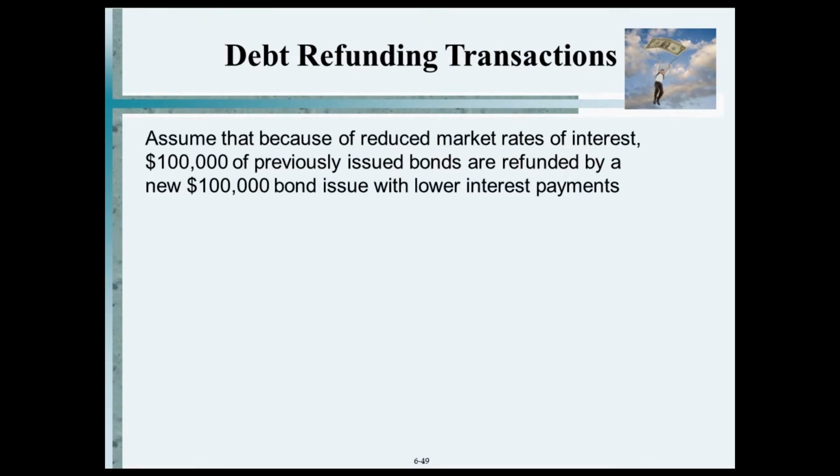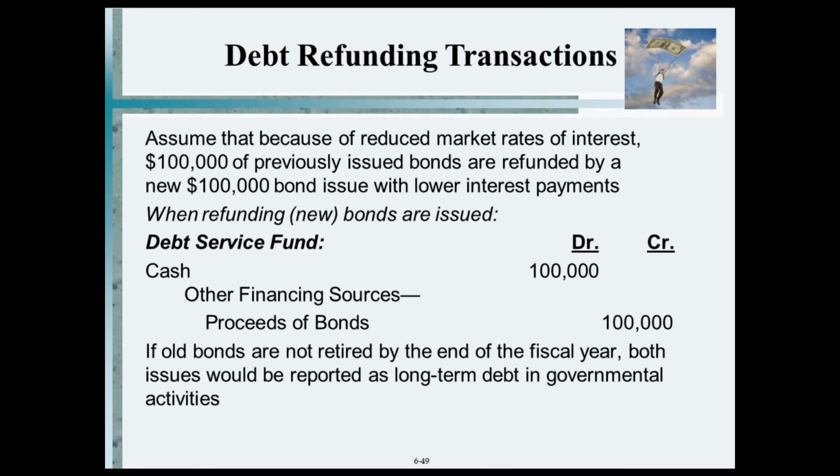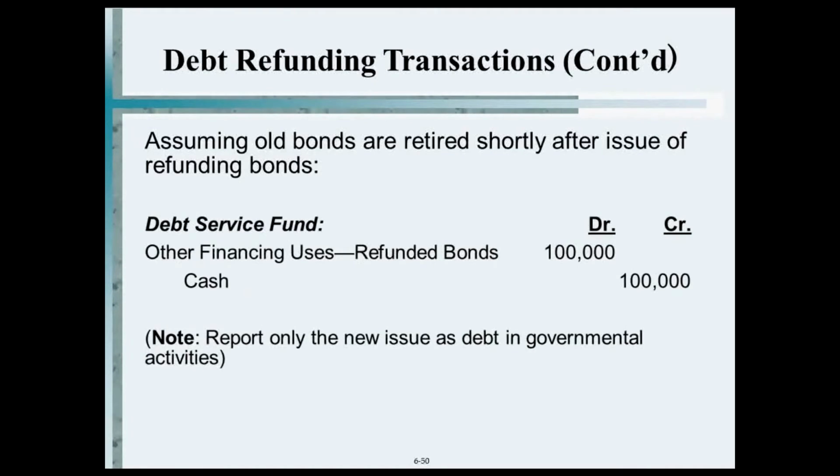So a bond refunding really sounds complicated. But basically the debt service fund does what? Gets the money from the new bond and pays off the old bond. When refunding bonds are issued, getting money, old bonds are paid off, refunded. Rocket science? No.